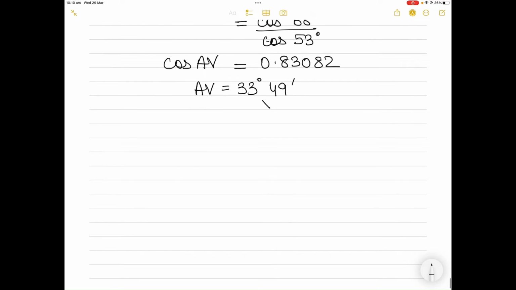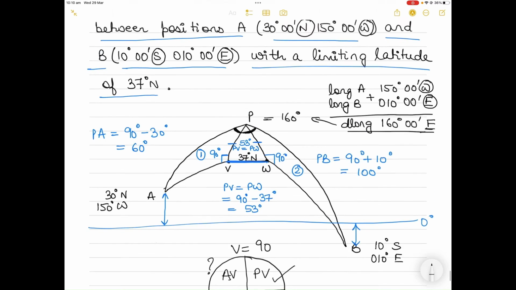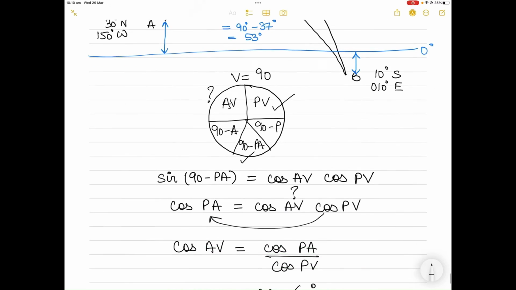Now remember, AV is a unit of distance, so I want this in the form of a distance, so I will just multiply it by 60 and I will get 2029 nautical miles. So that is my first distance done, which is AV, 2029. So I can just put here 2029 nautical miles.